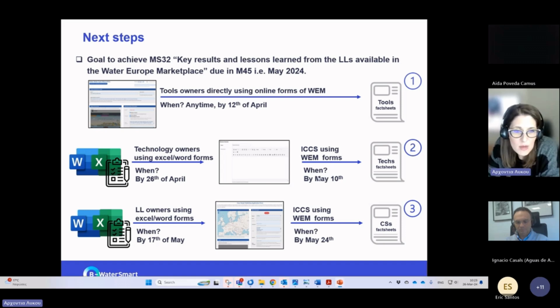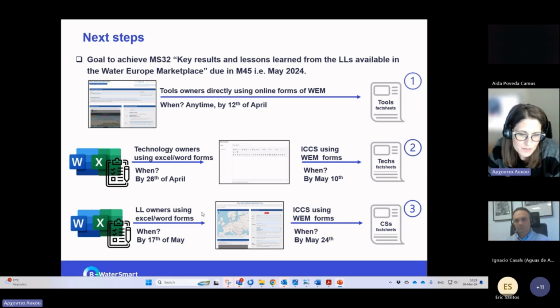Water Europe and the developers of the marketplace have established a different process to upload that information, because they would like to have some data managers and not to have the users directly uploading information in the Water Europe marketplace.